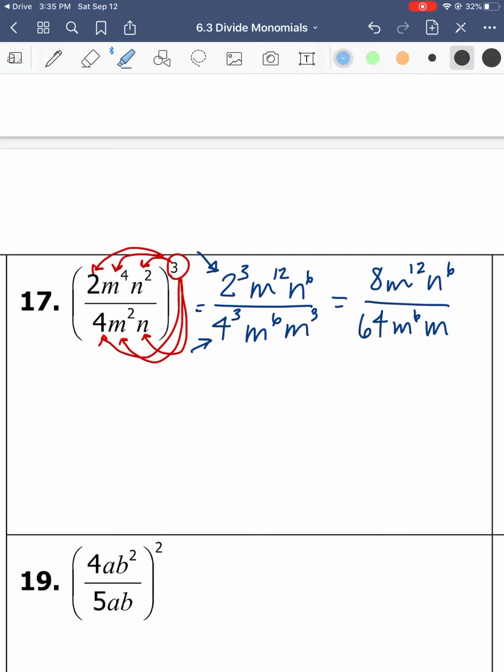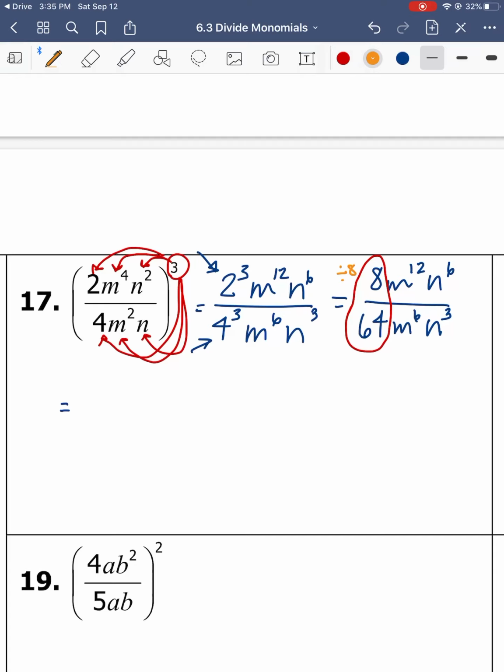Oops. Let's see, I miswrote this first one. This should be an n. m to the 6th, n cubed. And now let's simplify using the quotient rule, okay? Oh, let's back up a second. We do need to divide these out here as well.